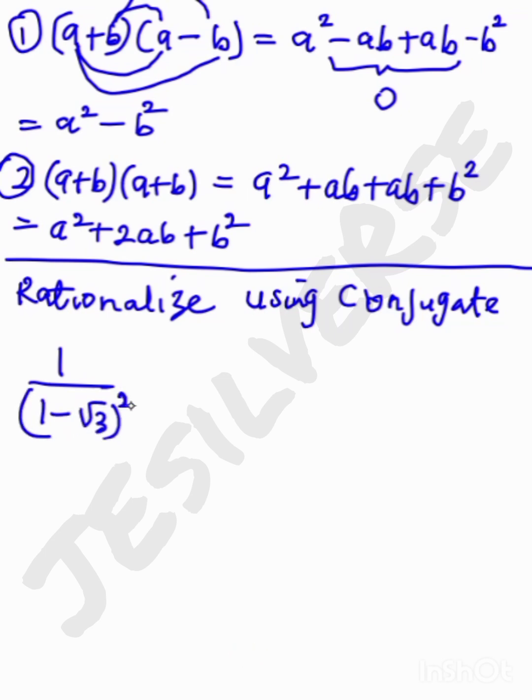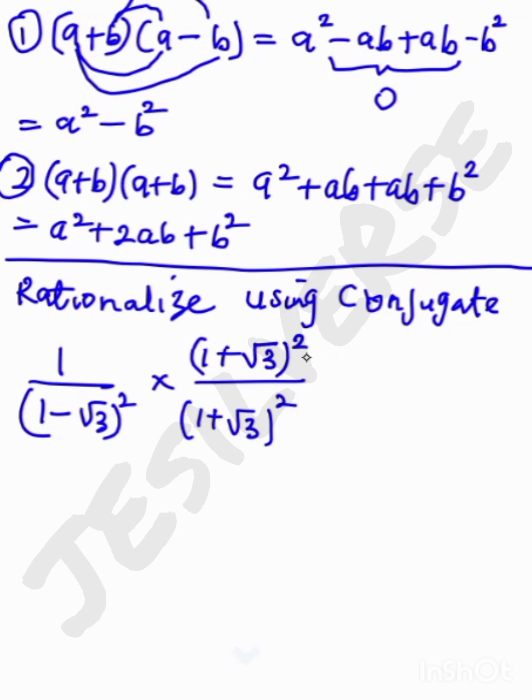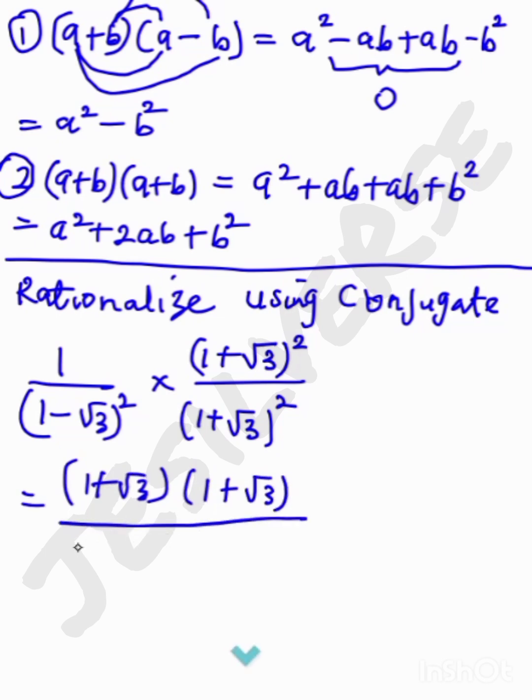squared. Now its conjugate is going to be 1 plus root 3, and since the denominator is squared, you have to do the same for its conjugate, and this time you also do it for the numerator. So, as you can see, we have a perfect square for the numerator. We are going to invoke the second premise which we discussed earlier, where we have 1 plus root 3 raised to the power of 2.